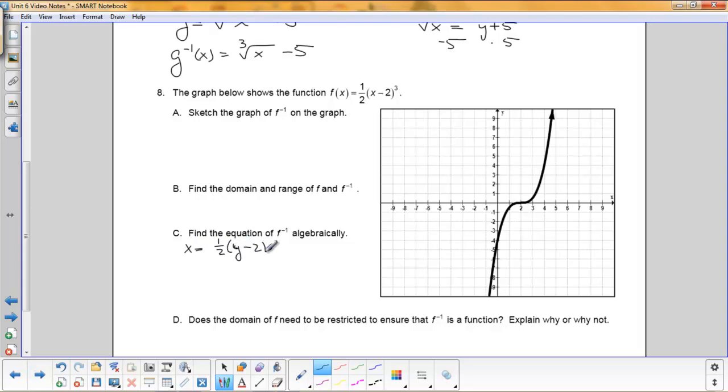y minus 2 cubed. Remember, I'm not going to cube root this yet because this isn't isolated. First things first, multiply both sides by 2 to get rid of that 1/2. 2x equals y minus 2 cubed. Now I'm isolated, so now I'm going to cube root both sides. That gives me the cubic root of 2x equals y minus 2. Add 2 to both sides. And f negative 1 of x is the cubic root of 2x plus 2.